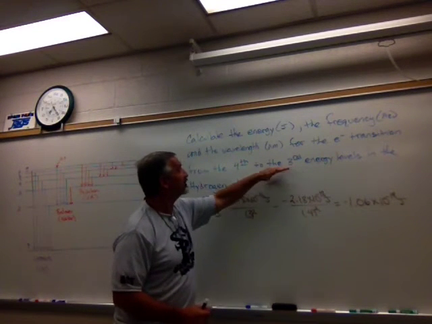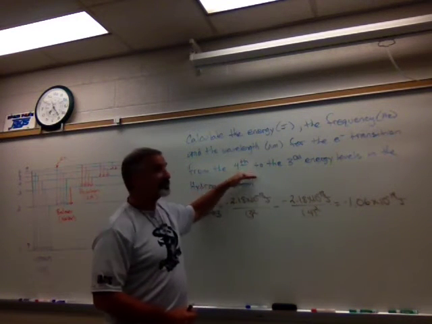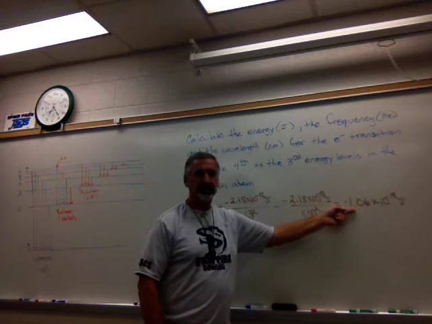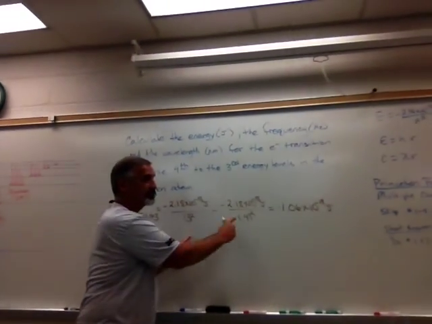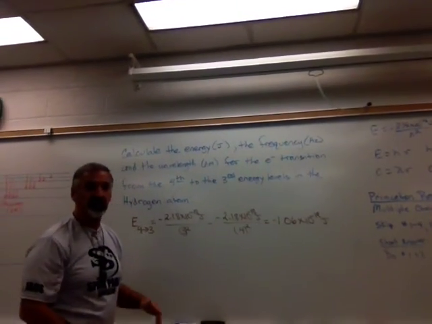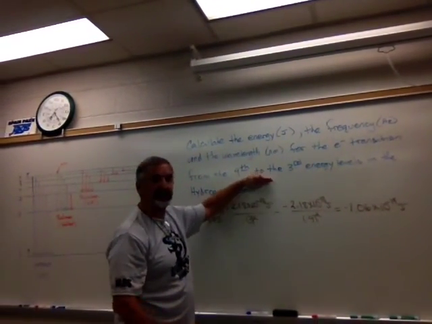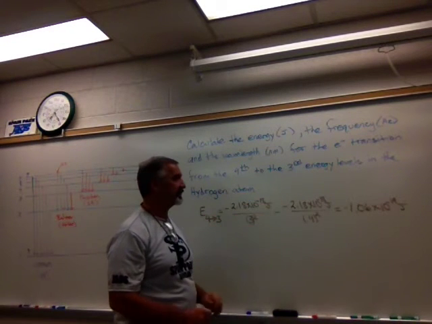To go from the third to the fourth, the electron is going to have to gain this much energy to go up. It would be a positive value. The only thing that would happen is these two terms would switch, and it would be a positive value. So electrons gain fixed amounts of energy, and they lose fixed amounts of energy.